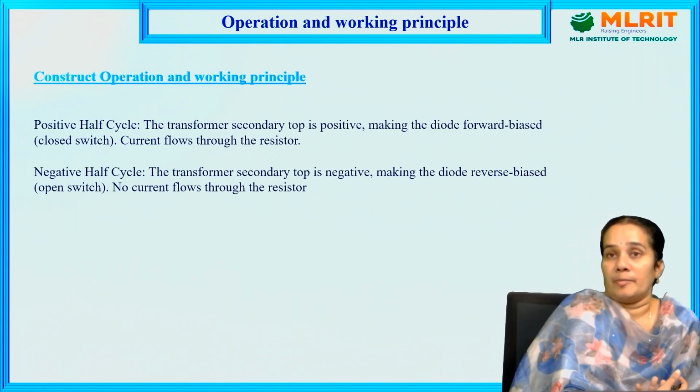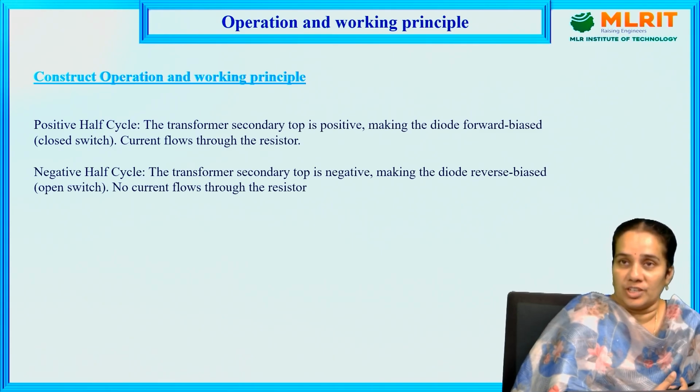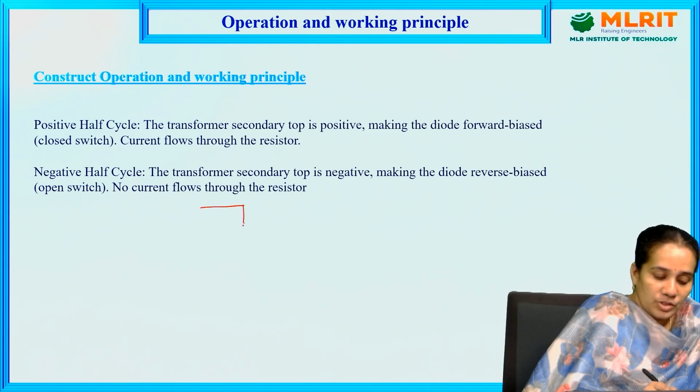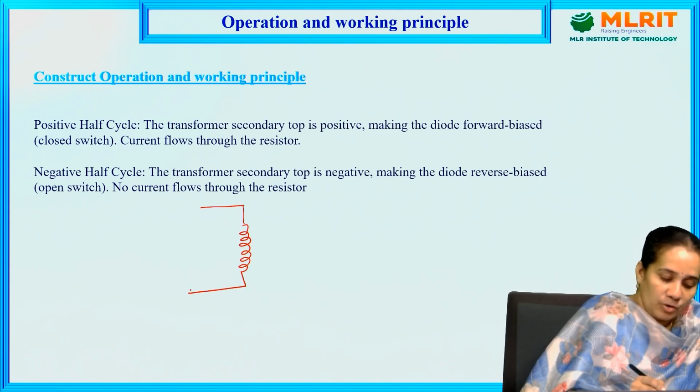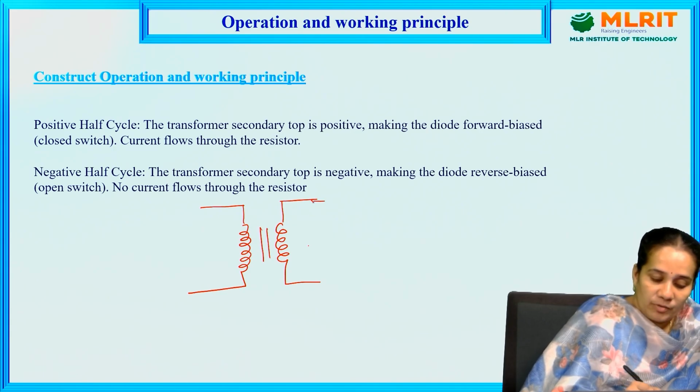Next, coming to the operation. In the last slide, we saw the construction. So what is the construction? Here we are using a transformer. The transformer is a step down transformer, and the output of the step down transformer is connected to the PN junction diode. The output of the secondary winding is connected to the anode terminal, and the cathode is connected to the load resistance.